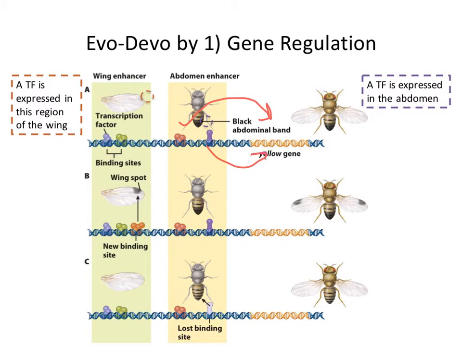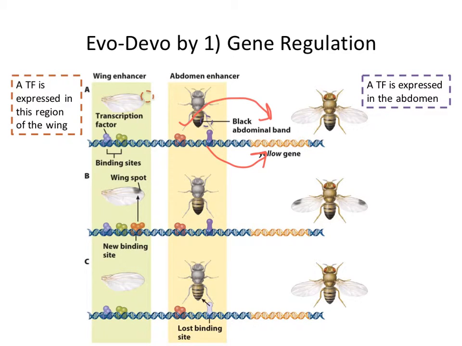then are responsible for turning on the yellow gene in the posterior abdomen. And that yellow gene then produces the black pigment. So don't worry about it being called yellow. It's a historical reason. And in this same fruit fly, you'll notice that there's no pigmentation in the wings.